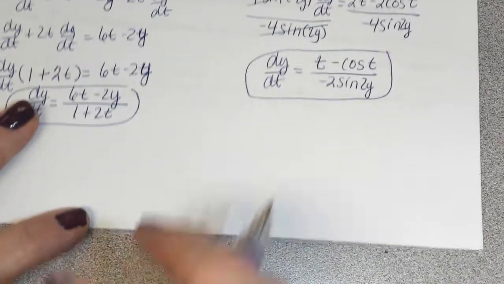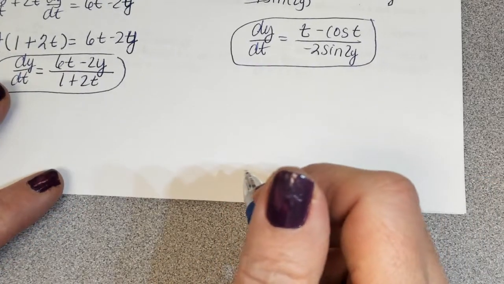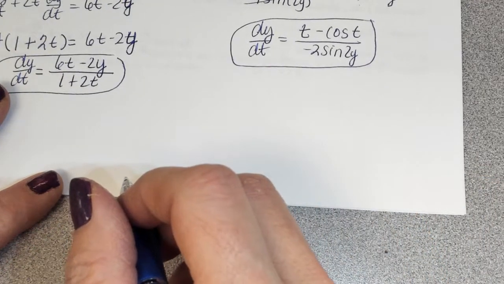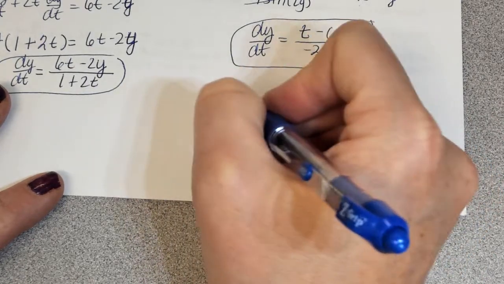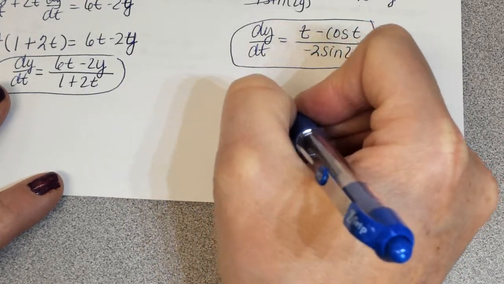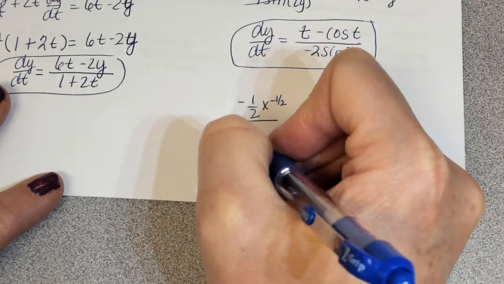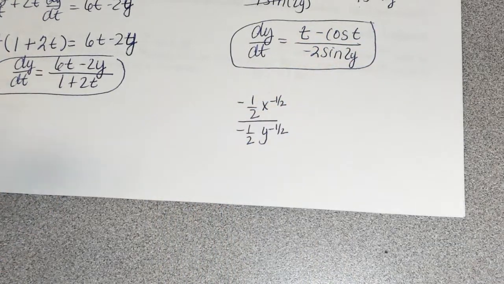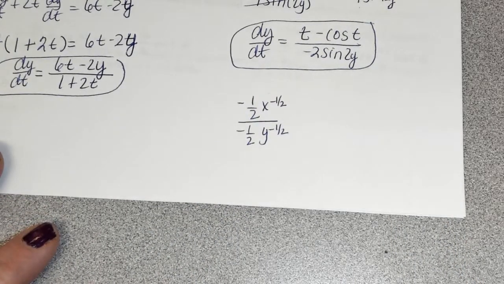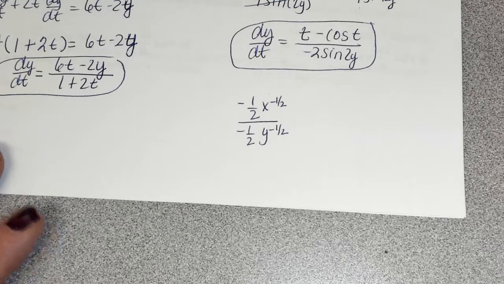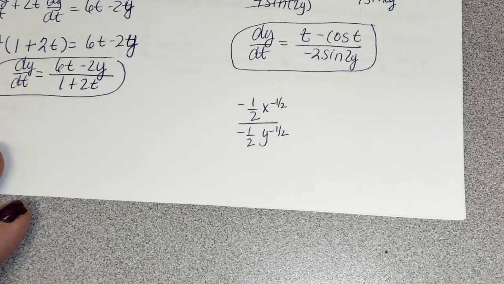All right, I want to show you one more thing, and that's just simplifying a problem. On the problems you're going to do here in a minute, you're going to end up getting something similar to this. Negative 1/2 x to the negative 1/2 divided by negative 1/2 y to the negative 1/2. It's something similar to that, and no one seems to know how to simplify something like that. Would you guys know how to do it? How would you do it?